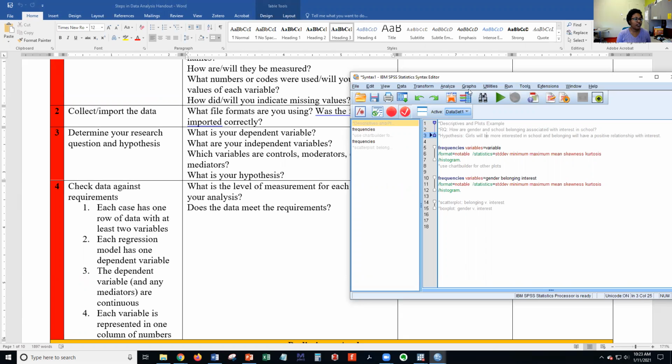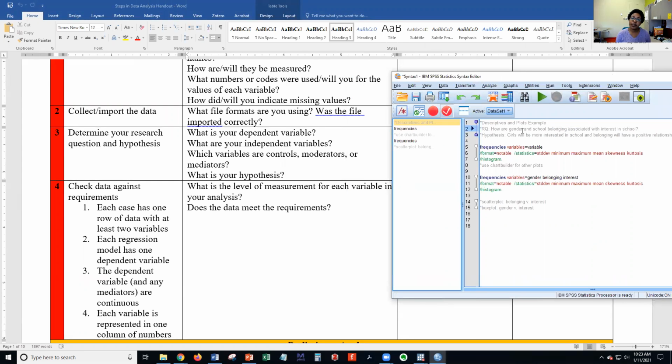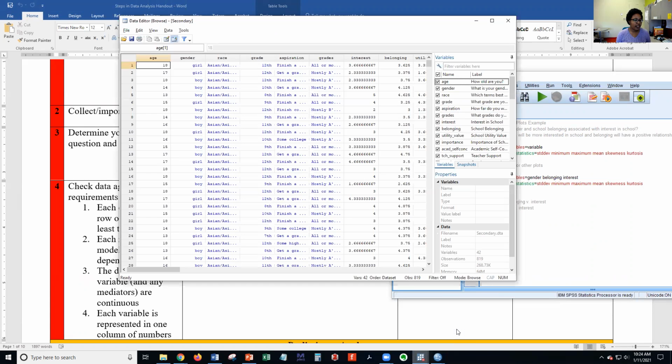All right, so what is the level of measurement for each variable in our analysis? For gender, that's going to be a categorical variable. Belonging and interest are going to be continuous variables. And then we want to check if our data meets the requirement. So to check that, we're going to look in Stata, you can look at the data editor. In SPSS, you want to look at the data view.